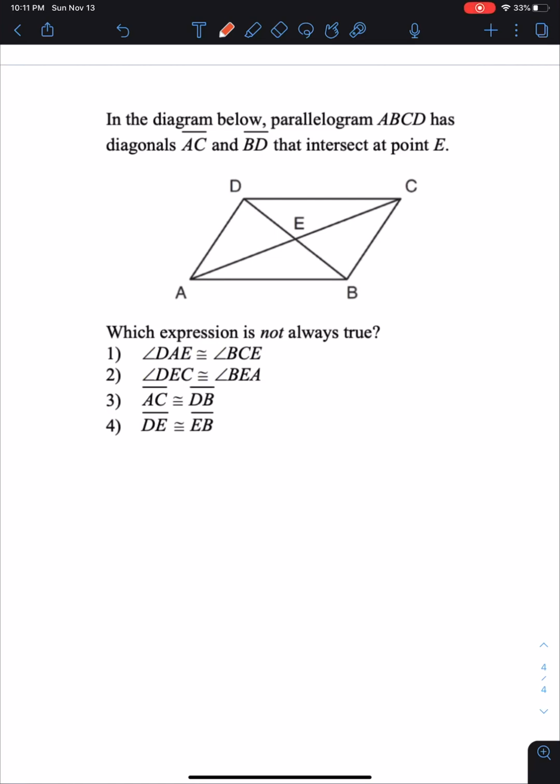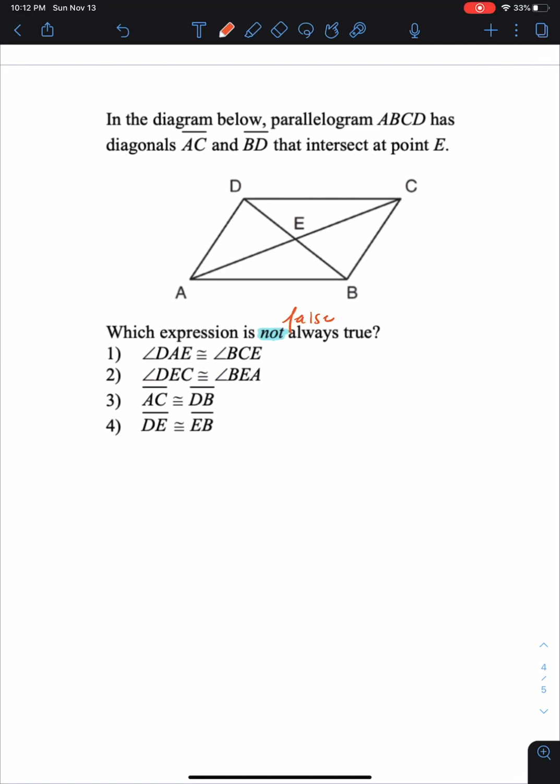In the diagram below, parallelogram ABCD has diagonals AC and BD that intersect at point E. So this is just specifically what's shown in our diagram, so we don't need to really come back to this information. Which expression is not always true? So this also makes me feel like we're looking for the answer that is false.